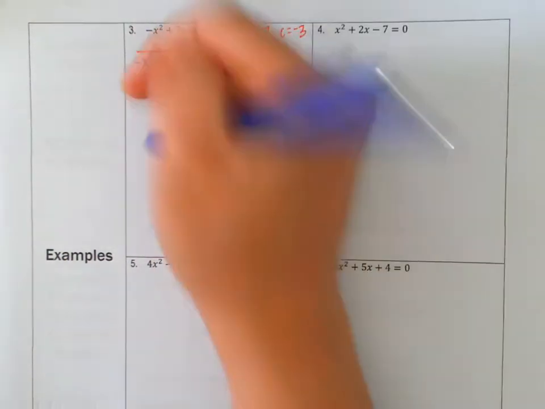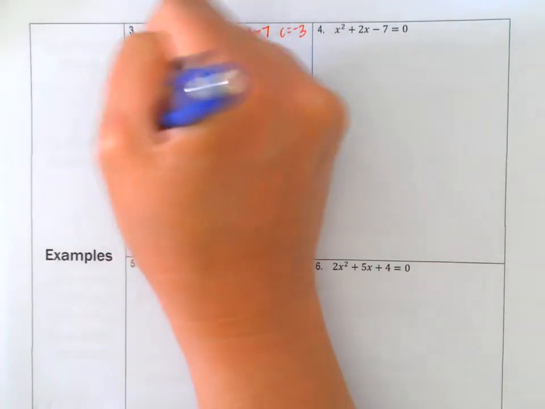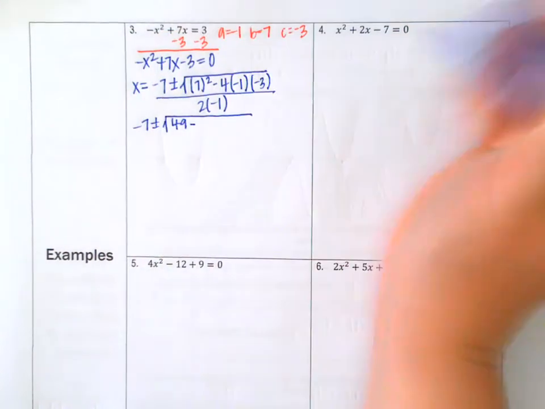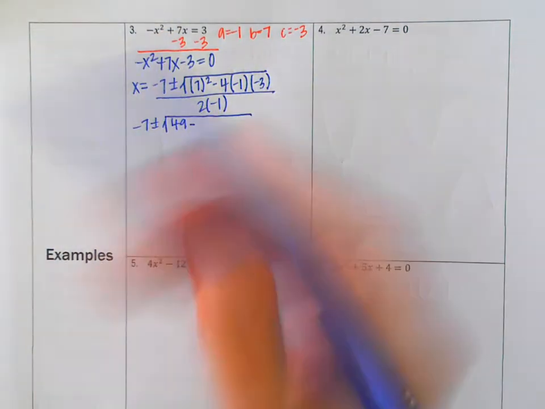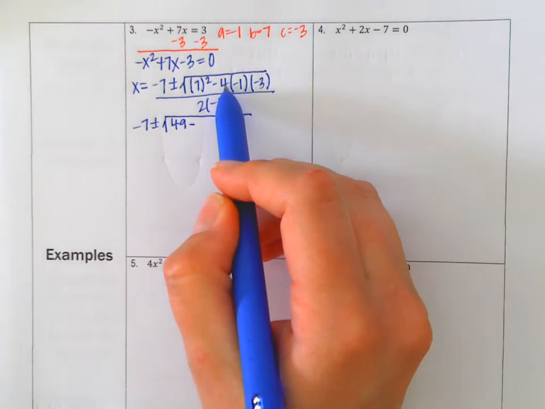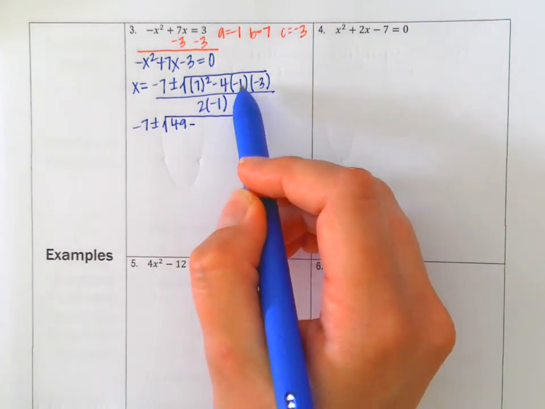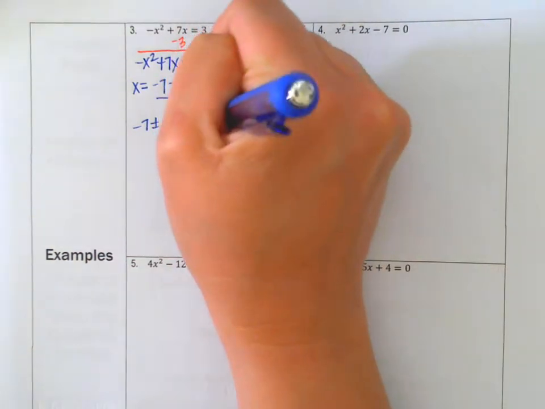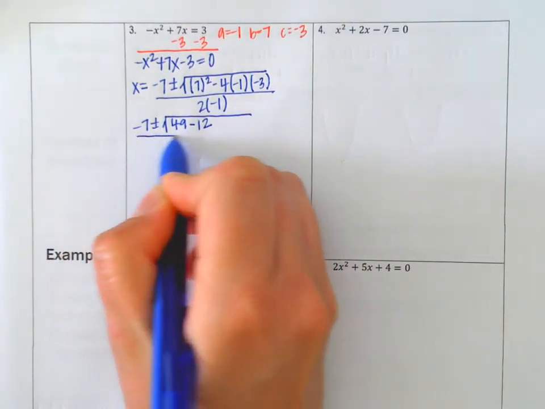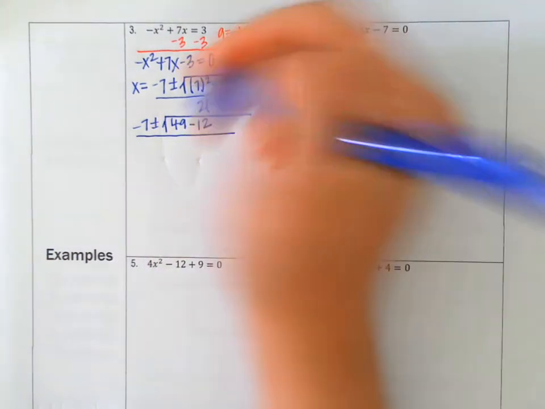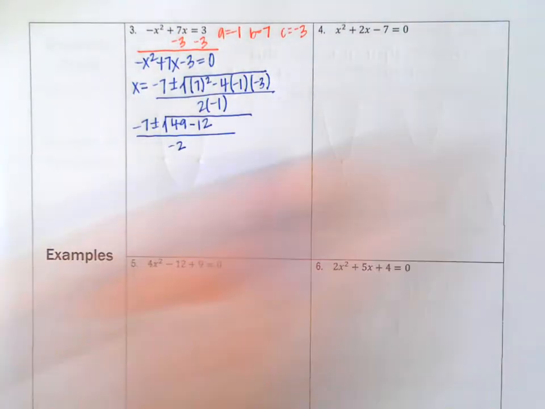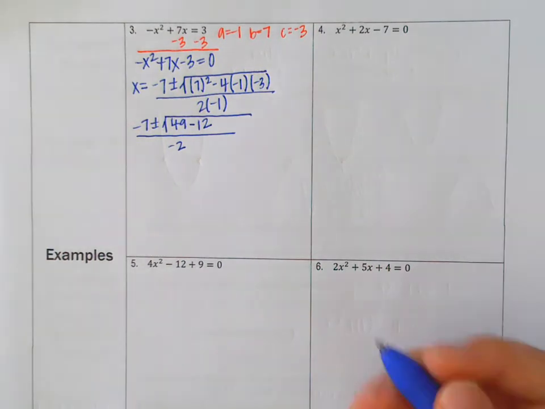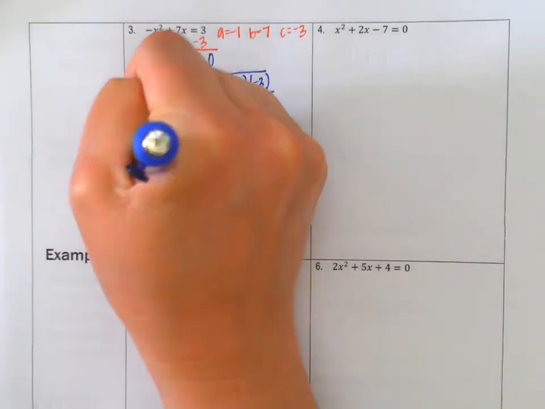So 7 squared is the first thing I would simplify. That we know is 49 minus 4 times negative 1 times negative 3. 4 times negative 1 is negative 4. Negative 4 times negative 3 is positive 12. So it becomes 49 minus 12, divided by 2 times negative 1, which is negative 2. Okay, I'm going to simplify the inside, 49 minus 12, and that gets me 37.